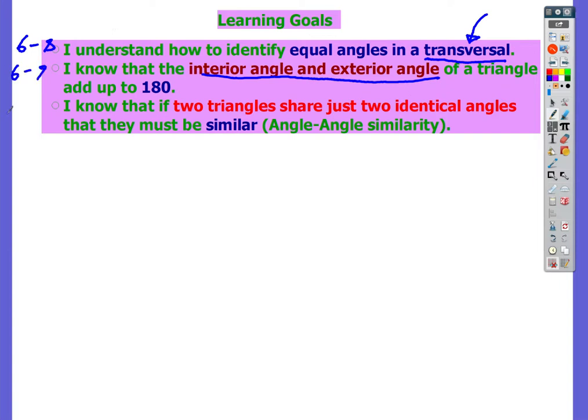And finally, we'll round off our year with something called angle-angle similarity. We also want to know that if two triangles share two identical angles, they've got to be similar. So we're going to explore all three of these, and we're going to start off with that transversal concept.